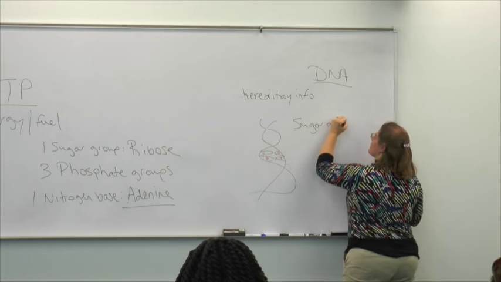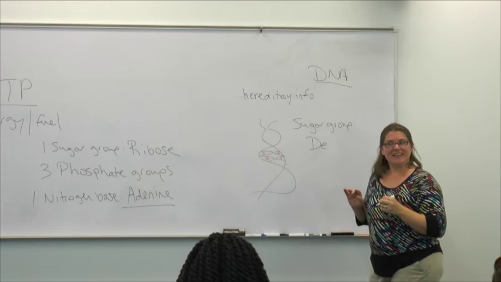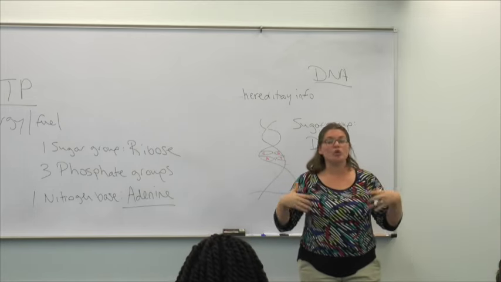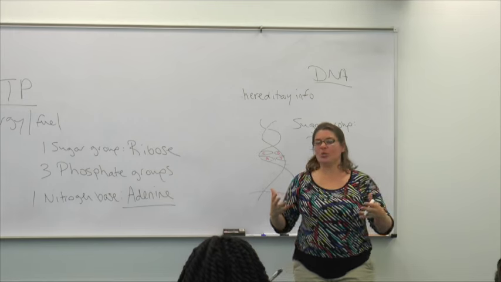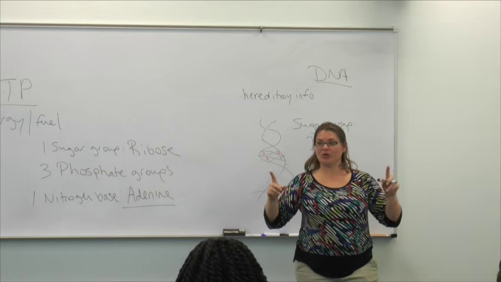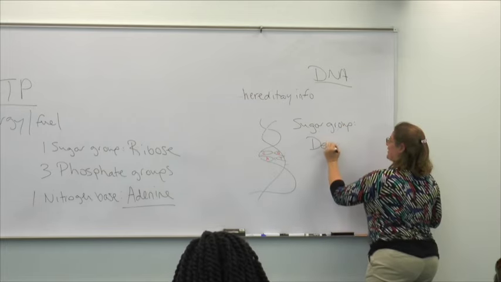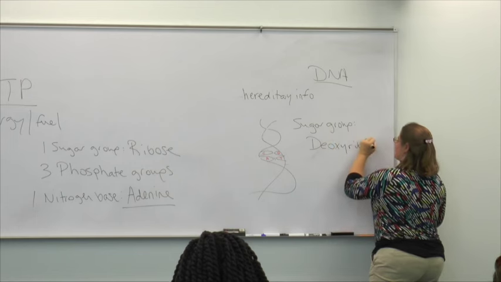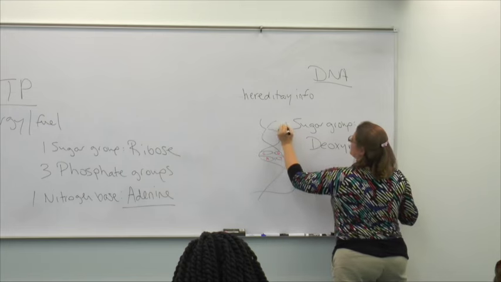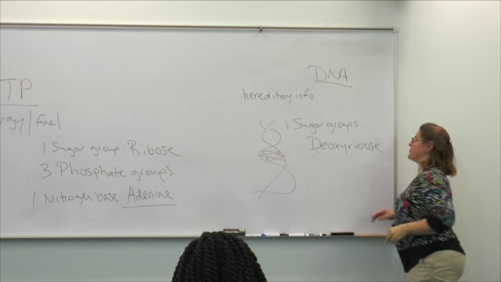And what is the sugar group in DNA? What is it? Let's say that together, okay? First of all, DNA stands for deoxyribonucleic acid, okay? So what is the sugar called? Deoxyribose. Let's say that together. One more time. 1, 2, 3. Deoxyribose. Very good. Deoxyribose. Can you spell it too? You won't be counted off for spelling. Don't worry about that. Okay. But you got sugar groups, and it's got to be deoxyribose.